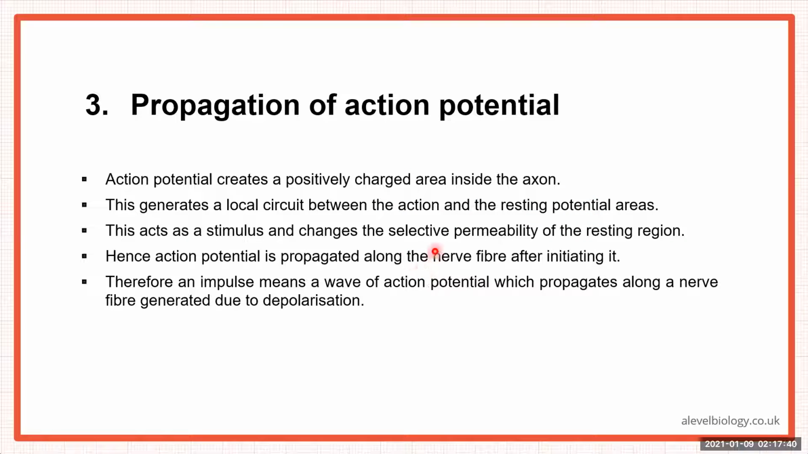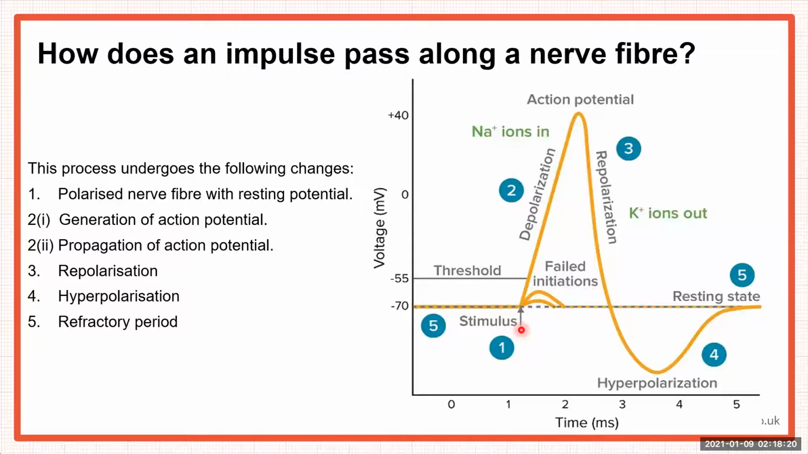What would happen because of this is that the selective permeability of the resting region would change, right? And this action potential will be propagated along the nerve fiber after initiating it. That's the reason we see an impulse in the form of a wave. So we see a wave of action potential which propagates along the nerve fiber due to depolarization. This wave here that we are looking at is how the action potential is being propagated.